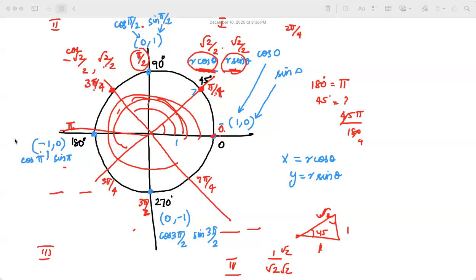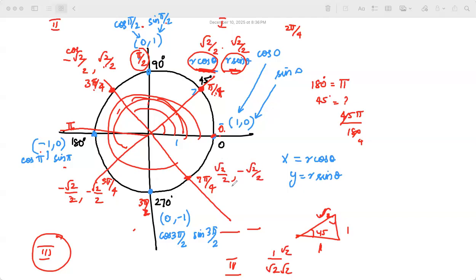Again, let's come to 5 pi by 4. What will be the point here? Minus root 2 by 2 comma minus root 2 by 2, because it's in the third quadrant. X is negative, y is negative. So cos 5 pi by 4 will be minus root 2 by 2, and sine 5 pi by 4 will be minus root 2 by 2. Coming to 7 pi by 4, it's very easy again. X will be positive, y will be negative.